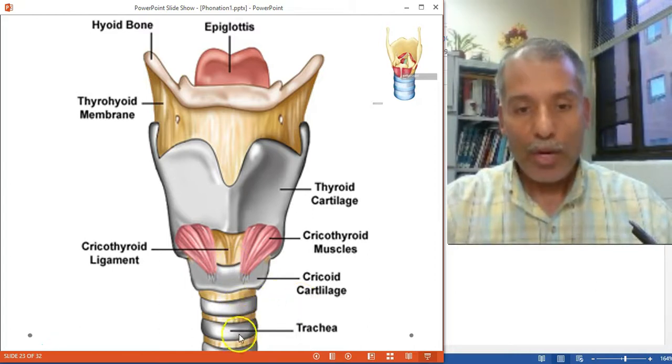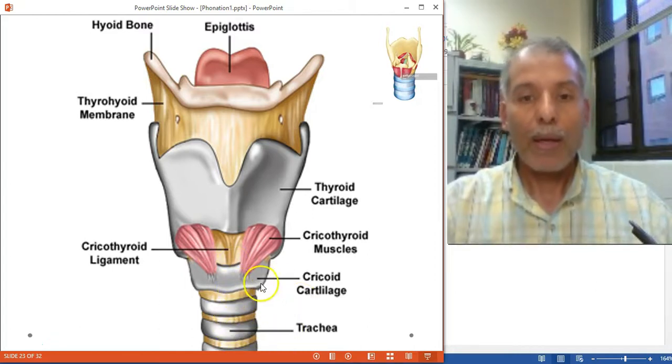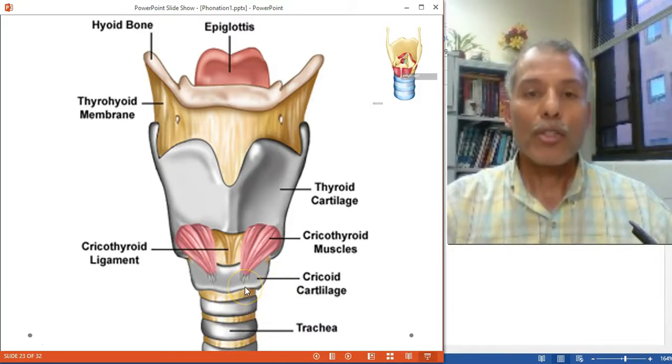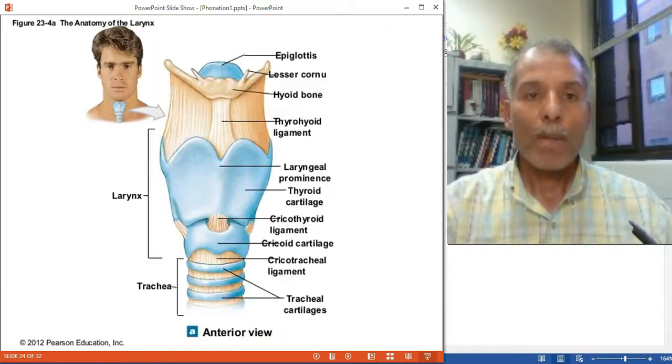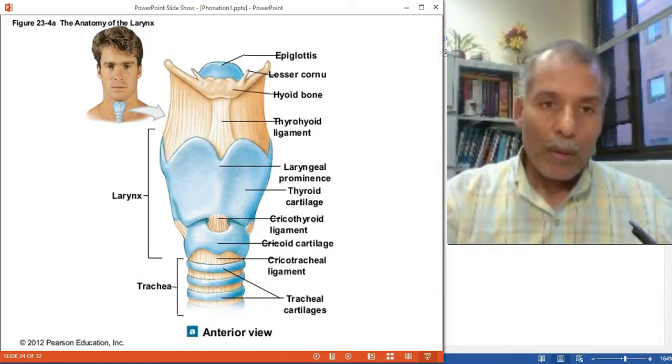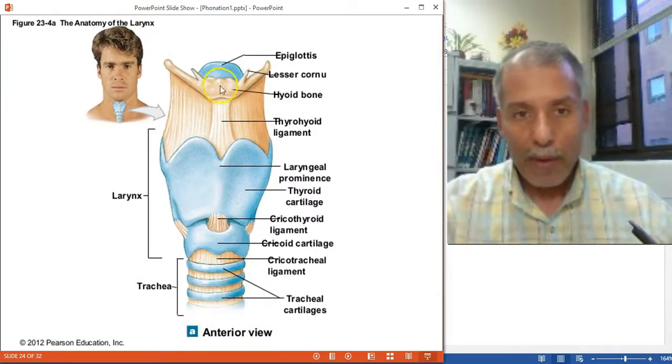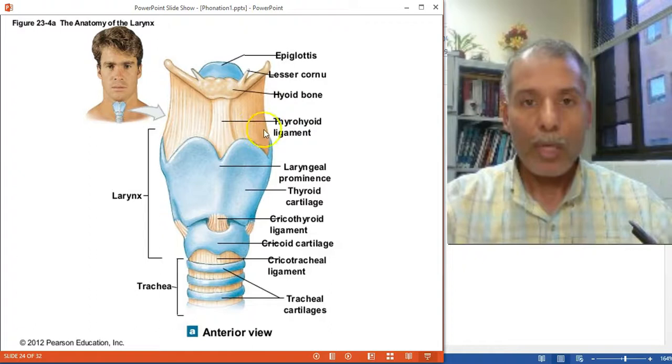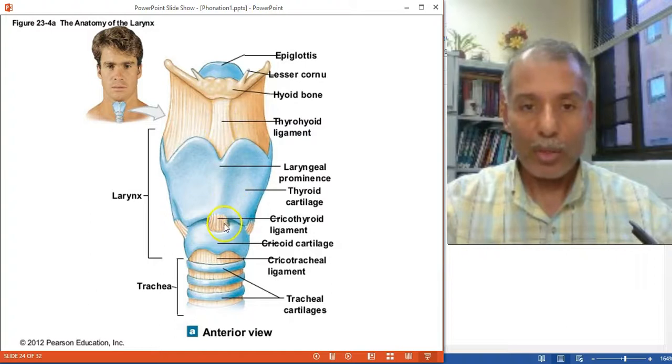And you can see how the trachea sits beneath the cricoid cartilage. Here's another view of the cricothyroid ligament, but this is another one, called the thyrohyoid. Don't worry about this one. Just know the cricothyroid ligament.